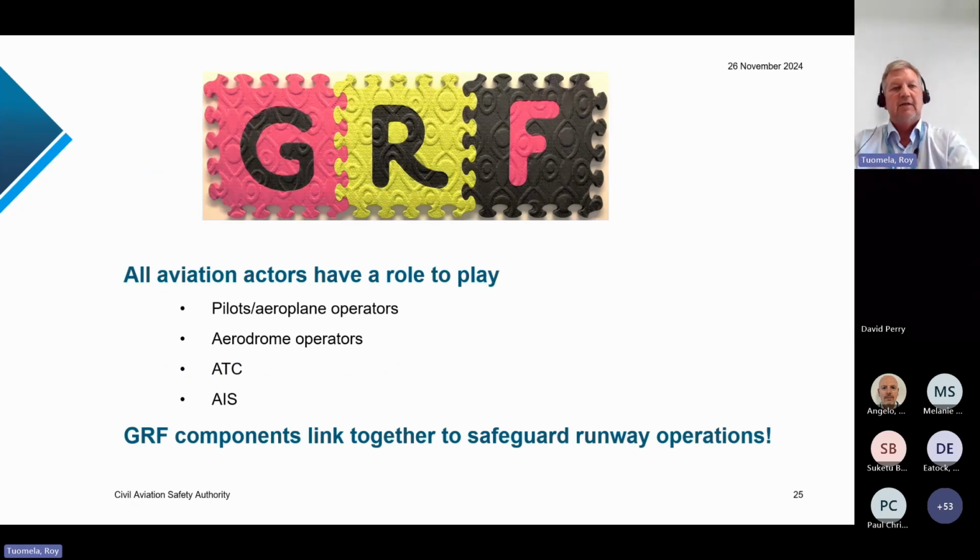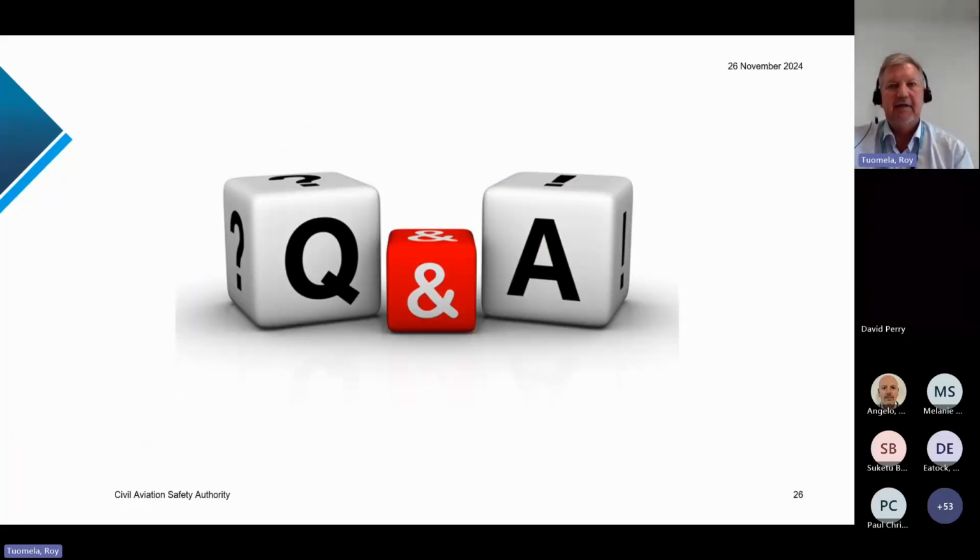So this slide here is not intended to indicate that the GRF is child's play, but what it is meant to indicate is that the runway surface inspection and assessment requirements, what gets reported to pilots and what pilots take into account for landing and takeoff performance, is all linked together to ensure that we have safe runway operations. So they're all pieces of a puzzle that fit neatly together. So that's the end of the presentation.